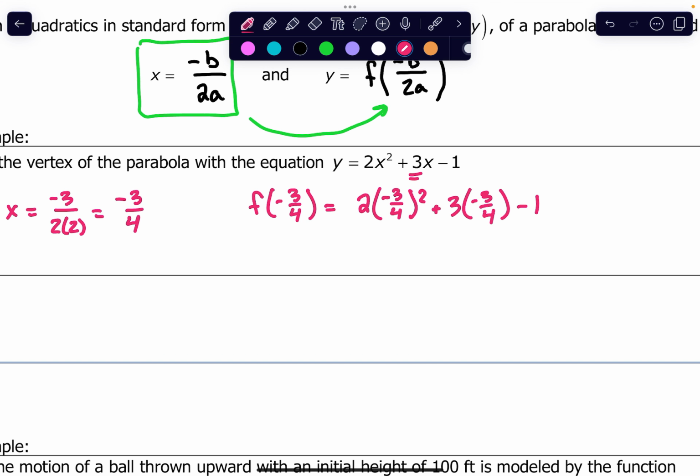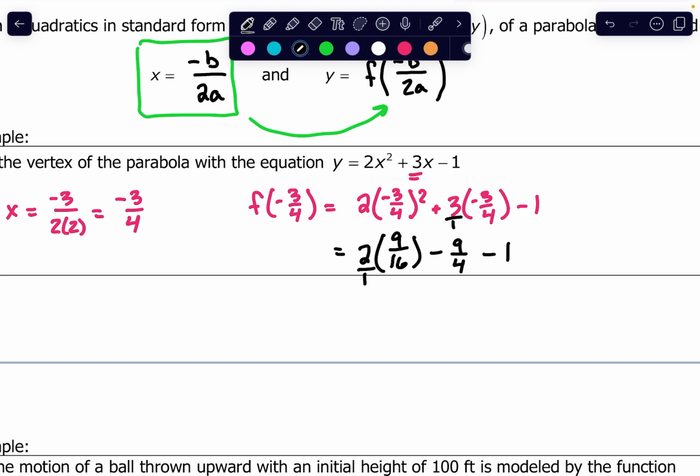Time to simplify our fractions here. So for the first term, when I square this fraction over here, I know it's going to be positive. And 3/4 times 3/4 is 9/16. Over here, a positive times a negative is going to be a negative. This is 3/1, so it becomes -9/4, subtracted from 1.